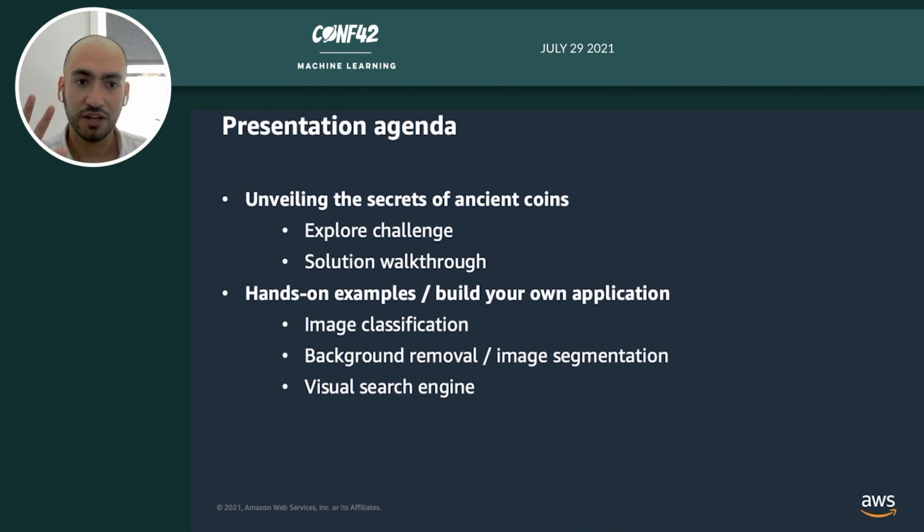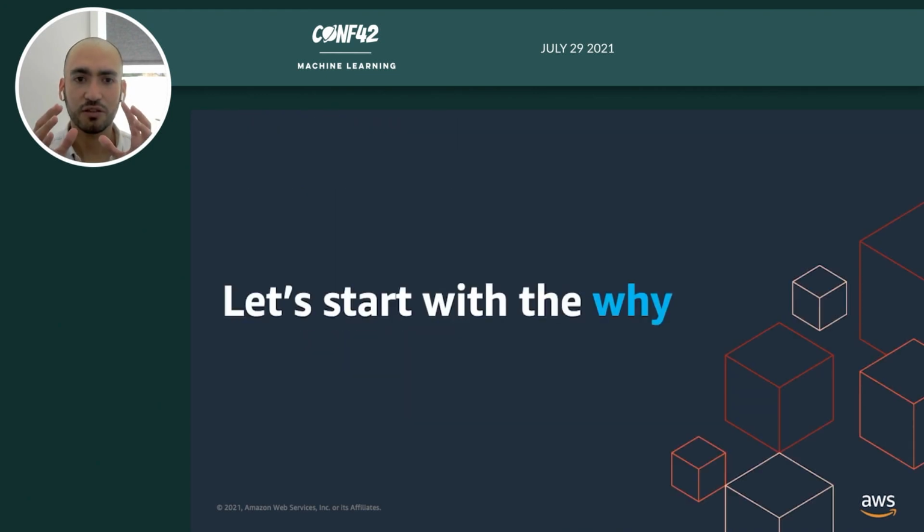So we're going to be focusing on three things. Number one is going to be image classification. Number two is going to be background removal and image segmentation. And number three is going to be how to build a visual search engine. So with that, let's dive right into the challenge that we had at hand.